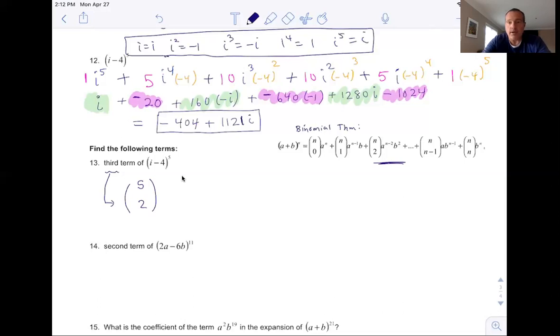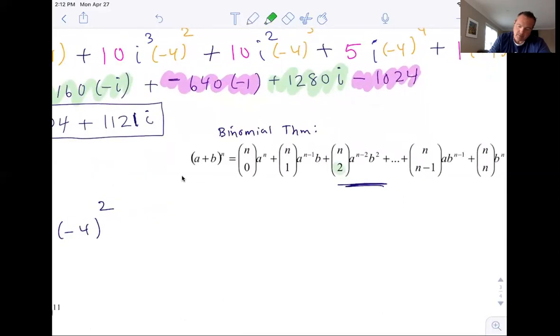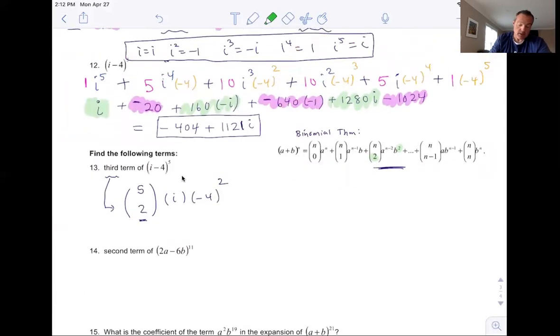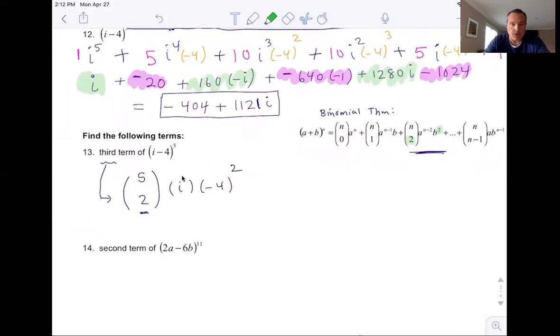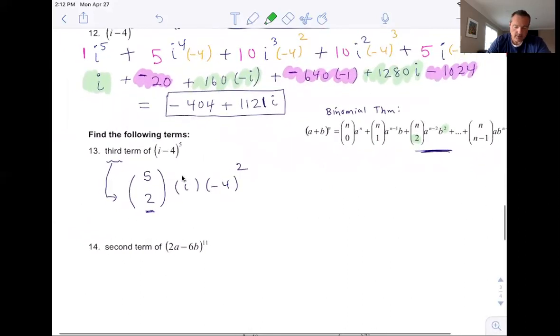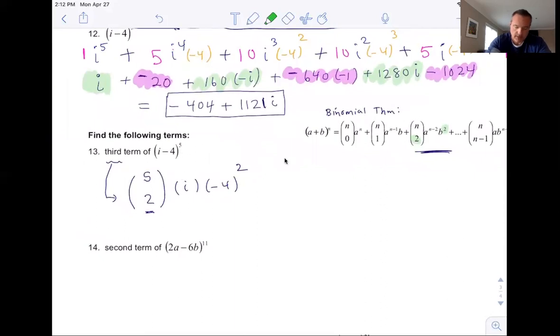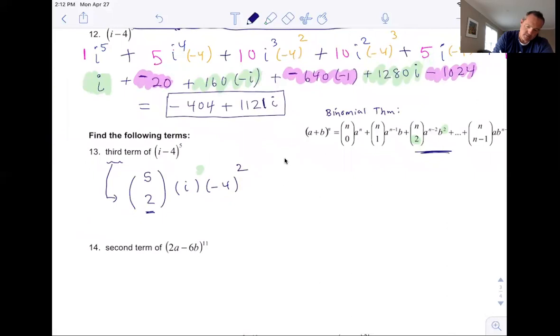And then the way I remember it is that I'm going to write i to a power and minus 4 to a power. And whatever that 2 is would go here. It actually goes with the second term. If you look at the binomial theorem, that bottom number ends up being the power of the second term of the binomial. And then to get the first term, you just subtract it. If it's 5th degree and I already have a 2 there, then I need to have a 3.